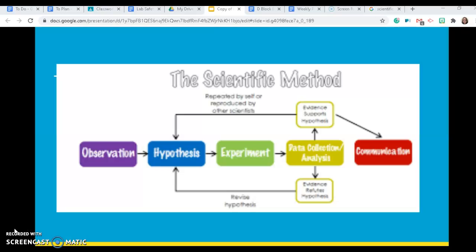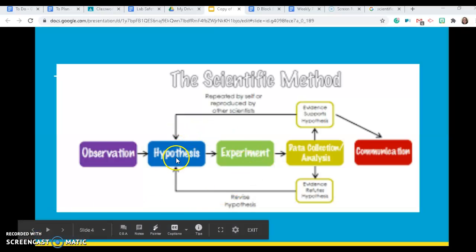It's also during that conclusion stage that you might pose new questions that create more hypotheses that start this whole process over again.